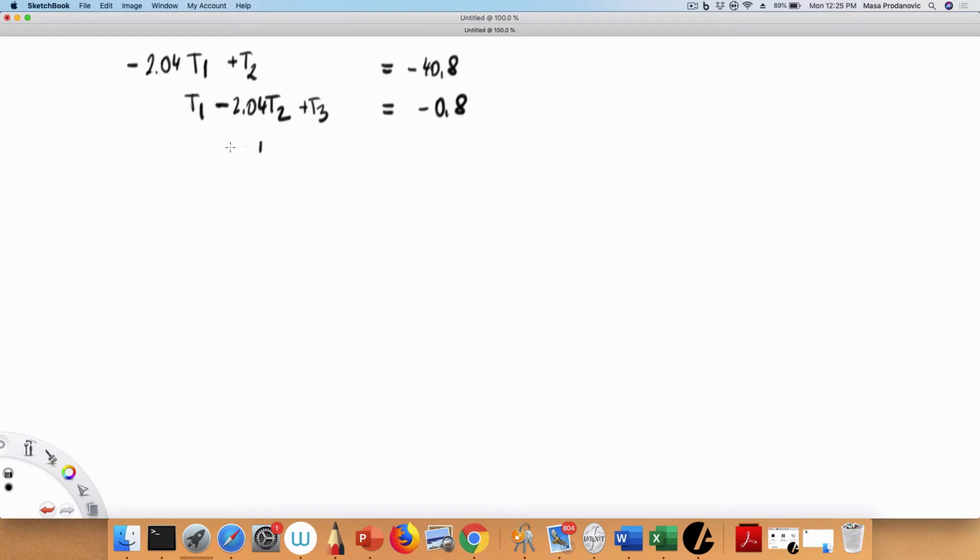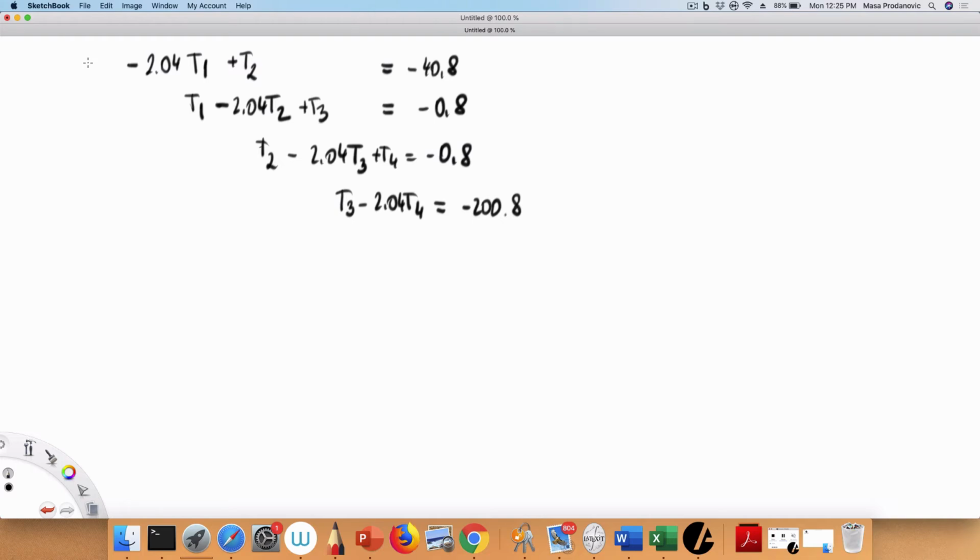Plus T2, T2 minus 2.04 T3 plus T4 is equal to also minus 0.8. And the last one will be T3 minus 2.04 T4 is equal to minus 200, because I had 200 Celsius degrees as T5 going on the other side. And this is my system.